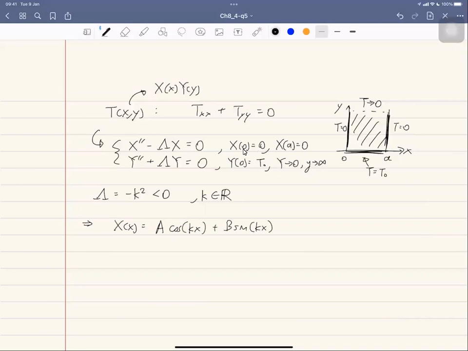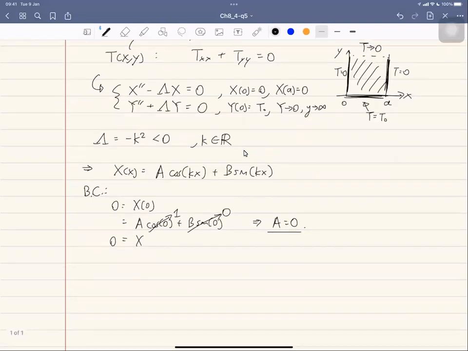The zeros are always easier. So we're going to apply the boundary condition 0 equals X of 0. So X of 0 means A cos 0 plus B sine 0. This just goes away, and cos 0 equals 1. So what do we have? We basically have A equals 0. This is one conclusion, we'll just remember that. Now we also want X of a to be 0. We know that A is 0, so we just write the B part: B sine ka, like this.